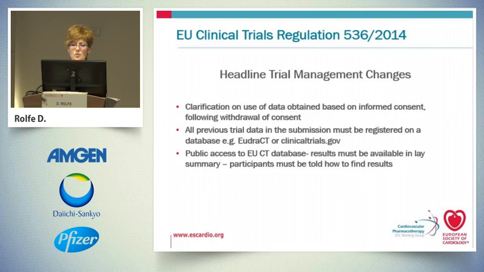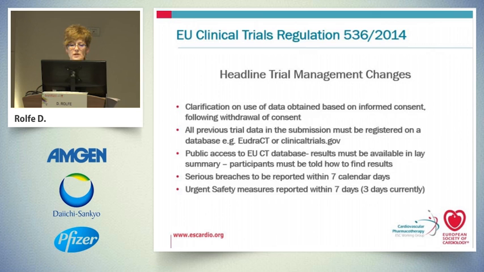Any serious breaches should be reported within 7 calendar days, and urgent safety measures reported within 7 days rather than the 3 days, which it was previously. And the trial master file should now be archived for 25 years minimum. So that's going to significantly push up cost.